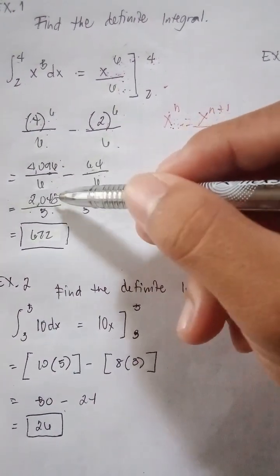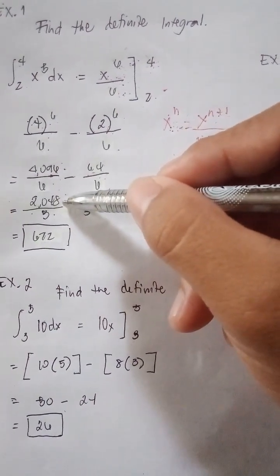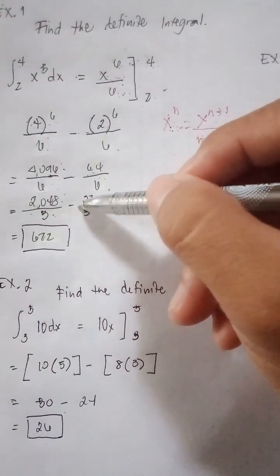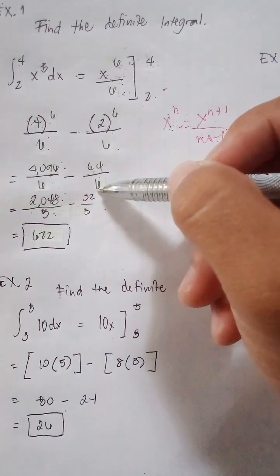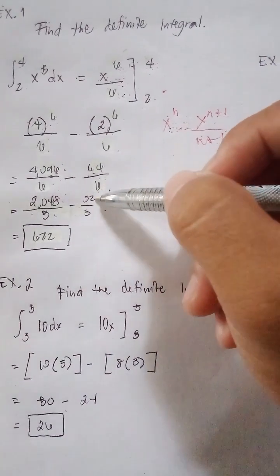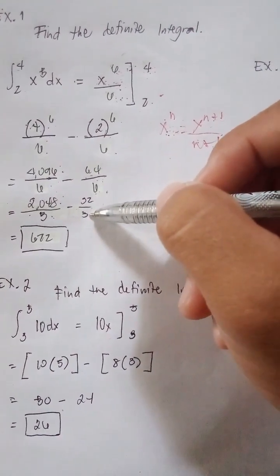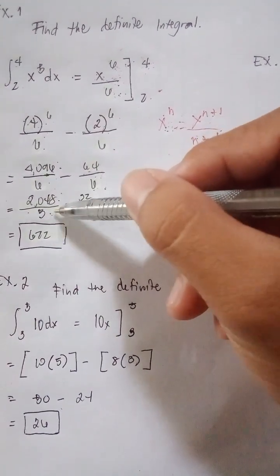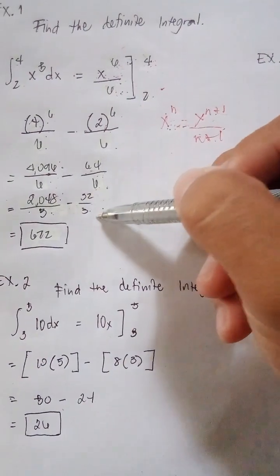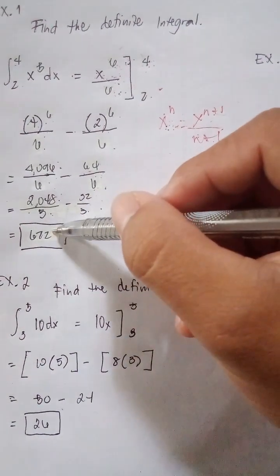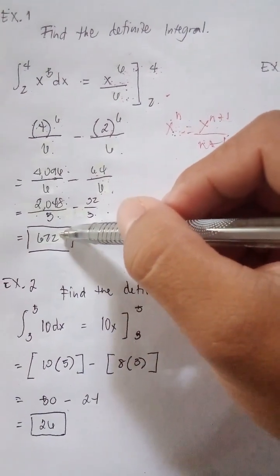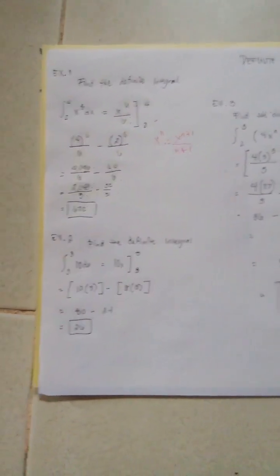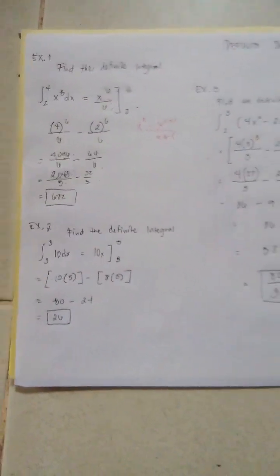4096 divided by 6 equals 2048 over 3. See, 2048 divided by 3 minus 64 over 6, 64 divided by 6 equals 32 over 3. And 2048 divided by 3 minus 32 over 3 equals 672. Let's move on to example number 2.